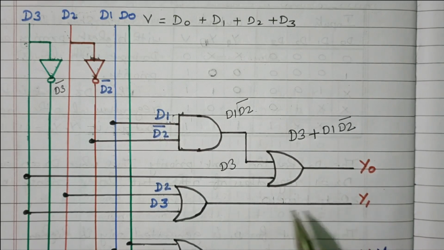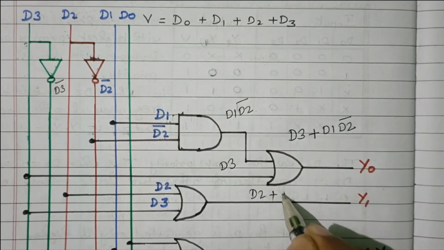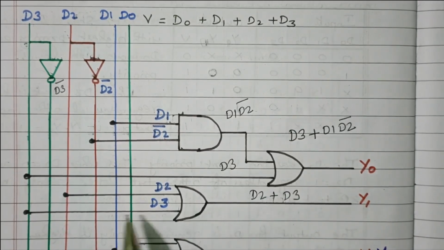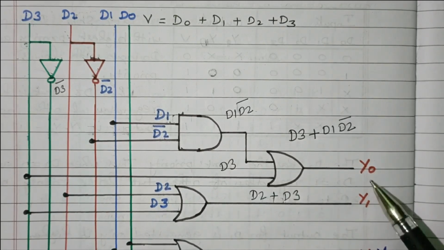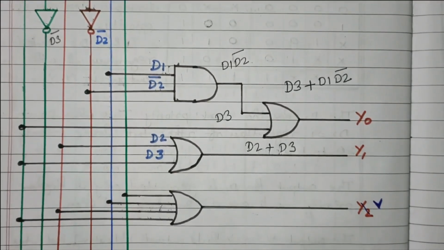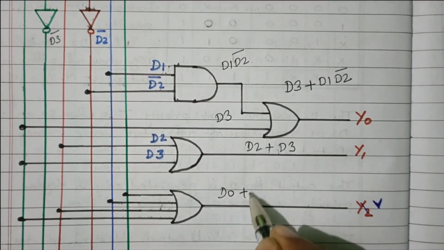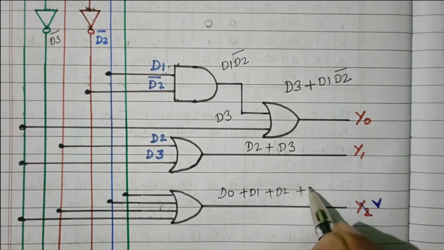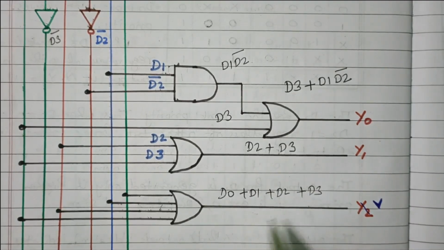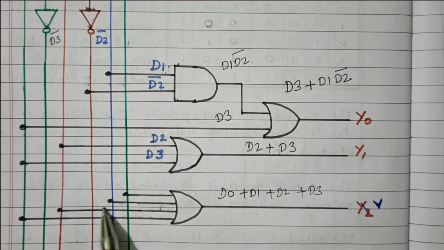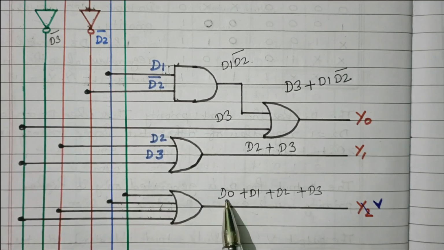What is Y1? Y1 is nothing but D2 plus D3. So we need one OR gate. D2 and D3 are connected. So this is added, and we'll get Y1 as an output. So Y0, Y1 are our required outputs. And one more output is the verification, V. What is V? It is D0 plus D1 plus D2 plus D3. These 4 inputs are added together by the OR gate. So this is D0, D1, D2, D3. 4 inputs are given and 4 are added together. So it will give the verification output.